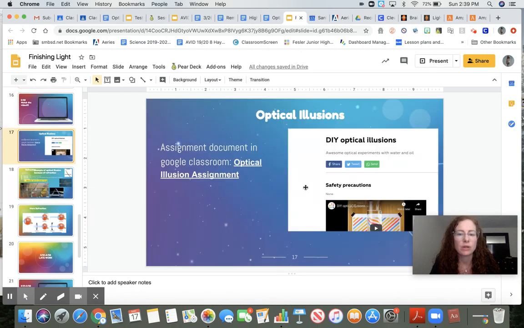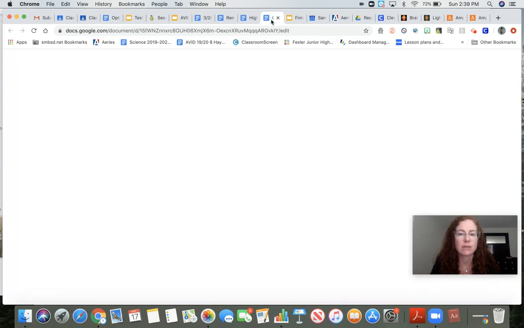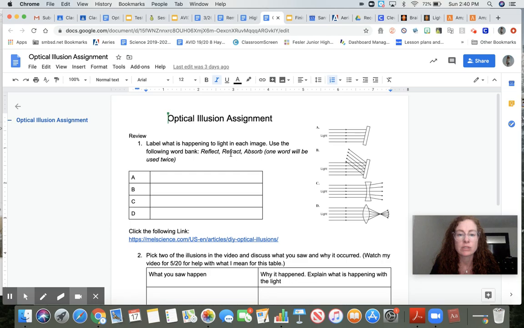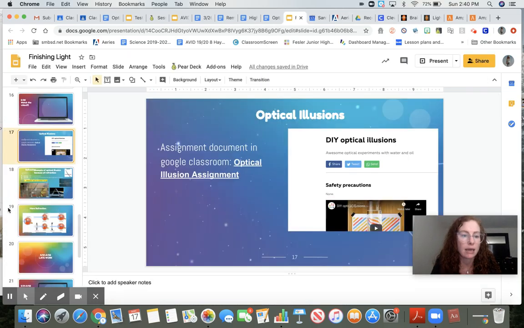Okay, so you're gonna open up, in Google Classroom, this right here. First thing we're gonna do is a little review. I got four things right here where it shows the light arrows and you're telling me what happens in each. I have reflect, refract, absorb, and one of those words will be used twice because there's four. Okay. So let's go back over refraction because we just saw it for the first time yesterday.